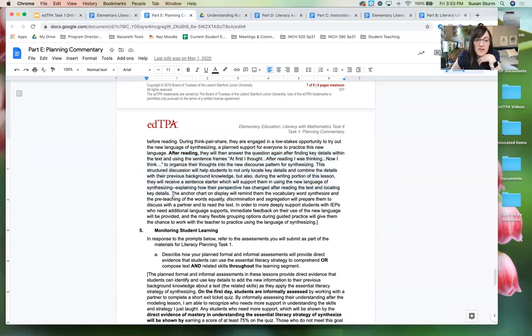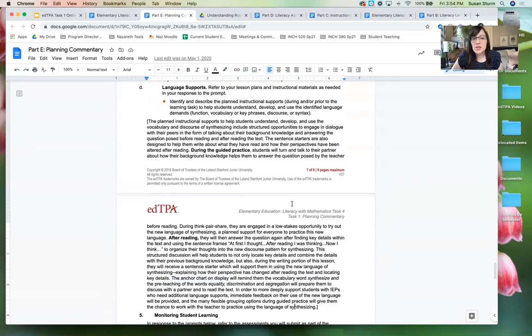And then finally, there's an anchor chart on display that's going to remind them of their vocabulary words and their strategy word. And this person also added a bit about the students with IEPs who have additional language supports, because there were some: immediate feedback of the new language used, flexible grouping opportunities, the chance to work with the teacher.